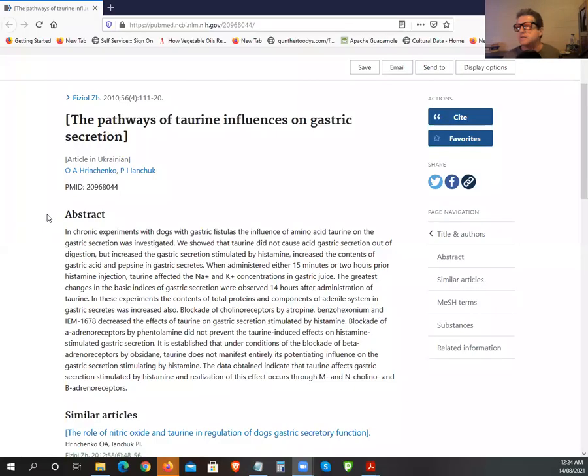Anyway, let's take a look at this study. Okay, so paths of taurine influence on gastric secretion. Yes, our dear friend taurine, which we find in animal foods. In chronic experiments with dogs with gastric fistulas, so basically they've got ulcers, probably being fed inappropriate things, the influence of amino acid taurine on the gastric secretion was investigated. We showed that taurine did not cause gastric secretion out of digestion.